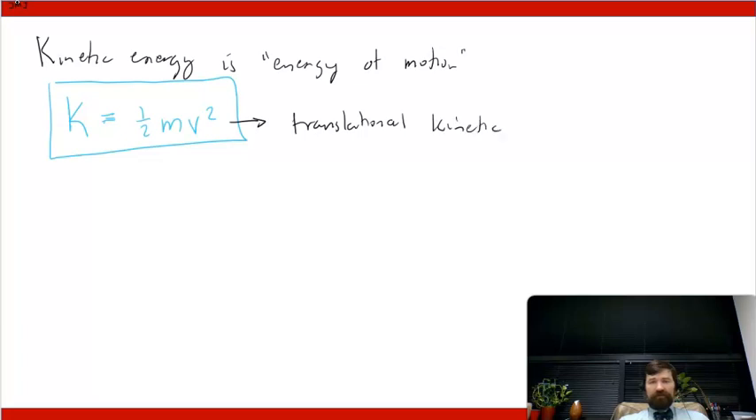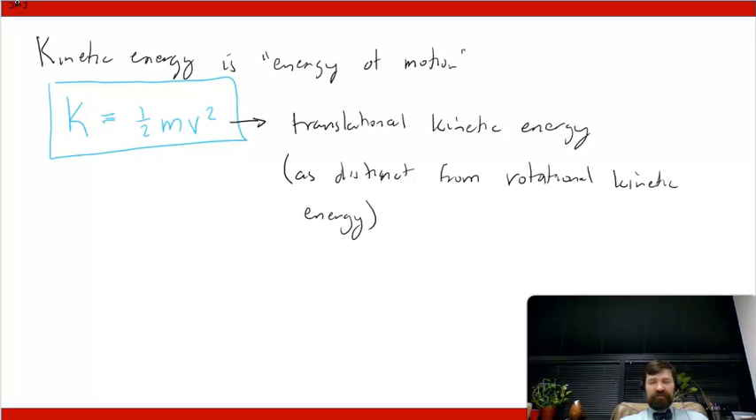And translational kinetic energy can be distinct from rotational kinetic energy. Rotational kinetic energy basically is still energy of motion, but it's energy of motion because a thing is spinning or rotating or revolving. And we will look at rotational kinetic energy in a future lecture or video.